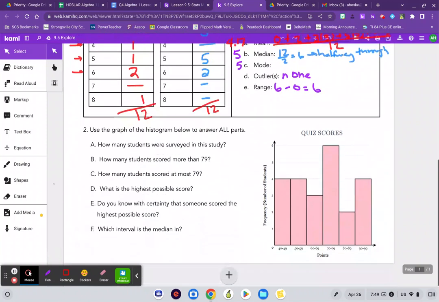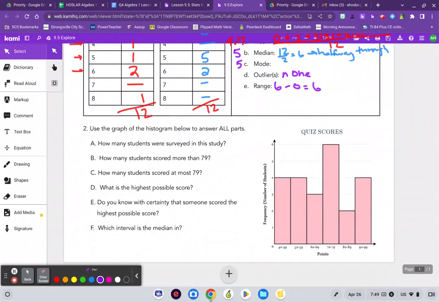And now we're going to talk about histograms. So histograms are graphs that look like bars, but notice that you have what are called bins, and so you have these intervals, these intervals here at the bottom. And so let's answer some questions based on these intervals and the heights of these bars. It looks like we're dealing with quiz scores, and this is frequency, so number of students who earned a particular quiz score. It says how many students were surveyed in this study.